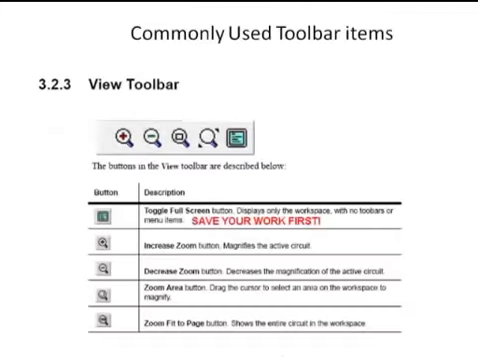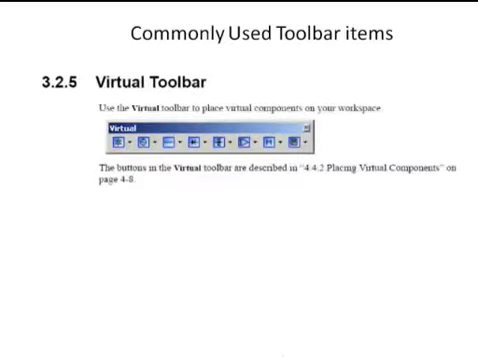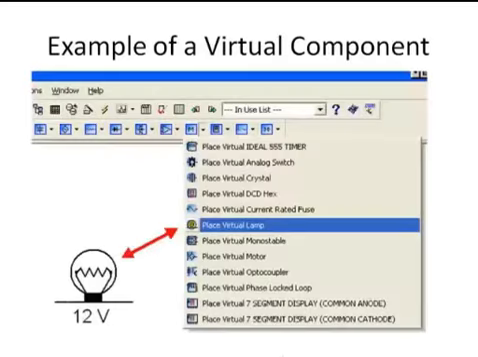Here's the view toolbar. If you're going to use the toggle full screen button, save your work first. And there's a components toolbar, but you can find a lot of the common components just by using the components toolbar. And finally, there's a virtual toolbar, and I think I have an example on the next slide. Let's see if we do. Yes, I do. For example, in this lab exercise, we're going to use a virtual lamp, so we can find that on the virtual toolbar, and we can place a virtual lamp.